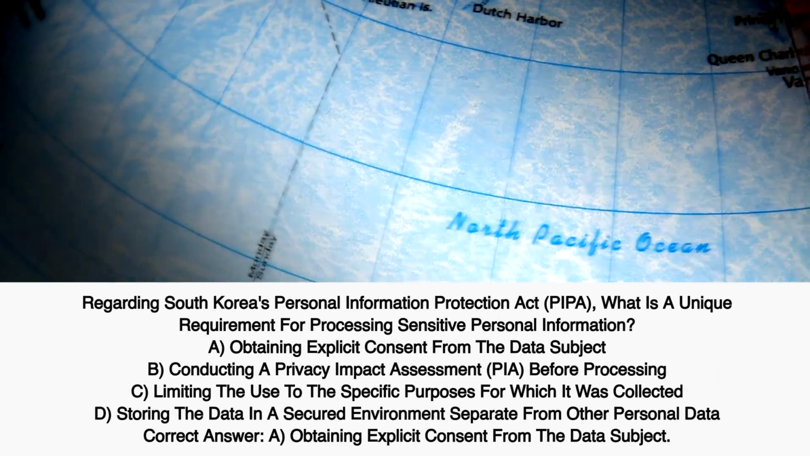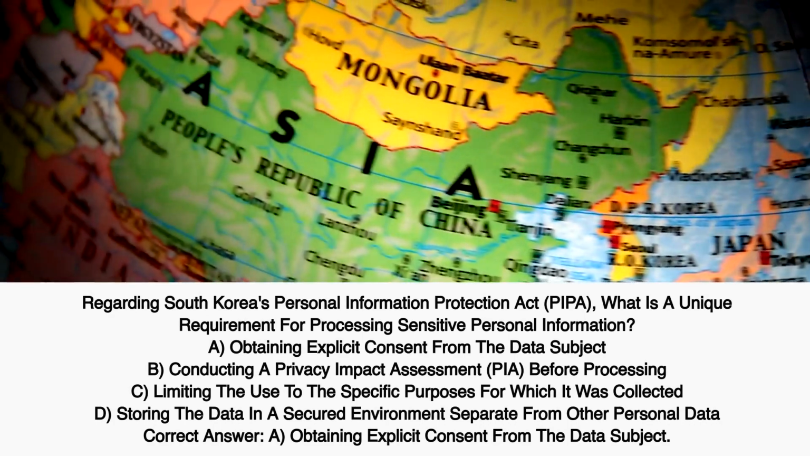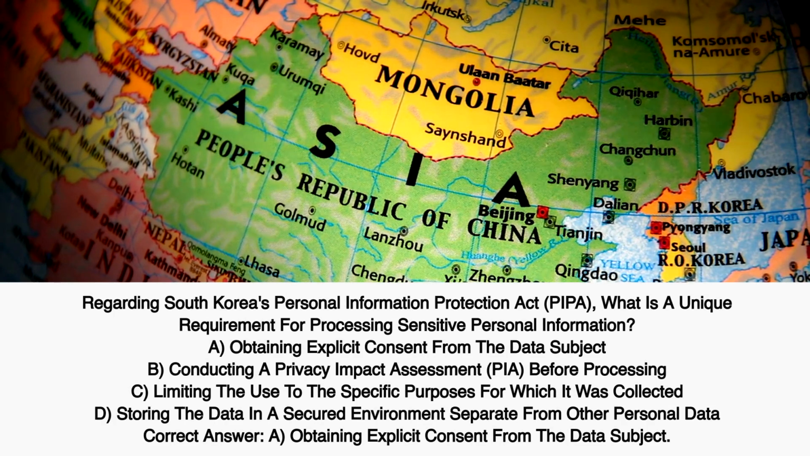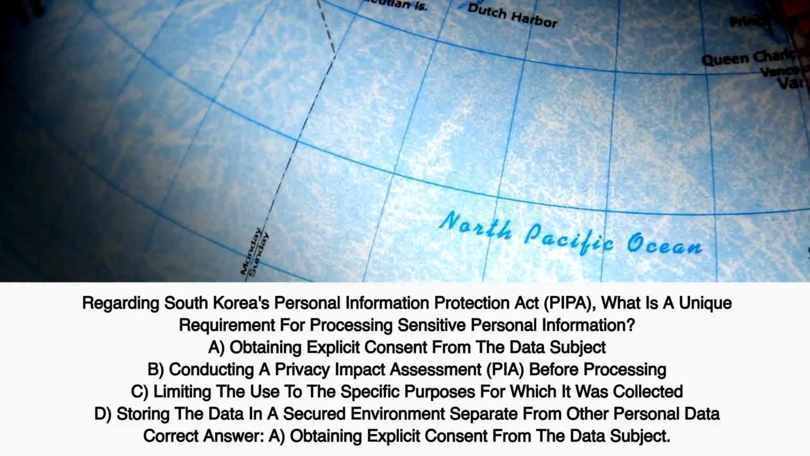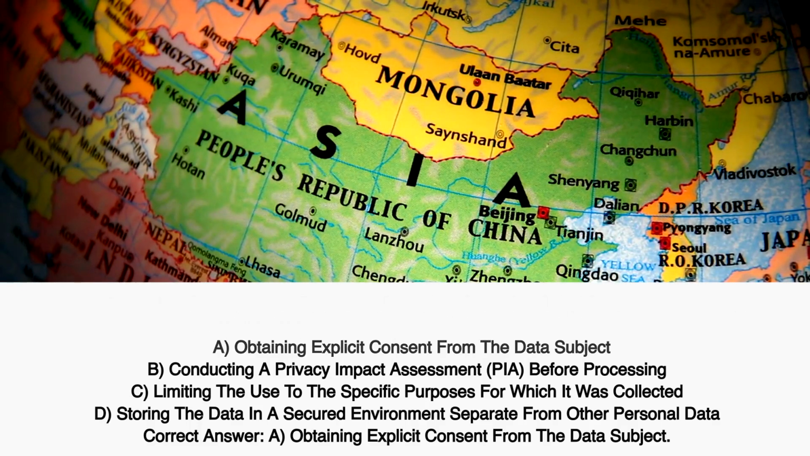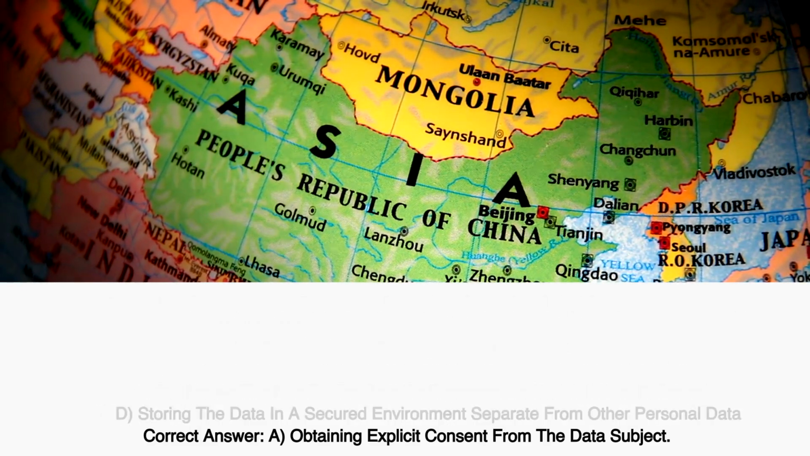Regarding South Korea's Personal Information Protection Act, PIPA, what is a unique requirement for processing sensitive personal information? A. Obtaining explicit consent from the data subject. B. Conducting a privacy impact assessment, PIA, before processing. C. Limiting the use to the specific purposes for which it was collected. D. Storing the data in a secured environment separate from other personal data. Correct answer. A. Obtaining explicit consent from the data subject.